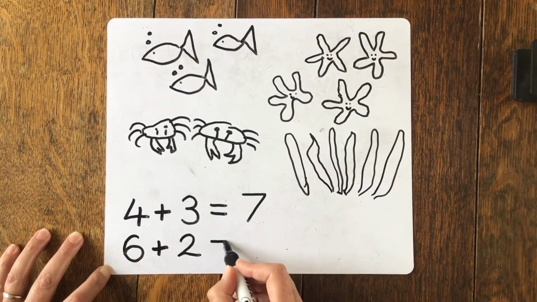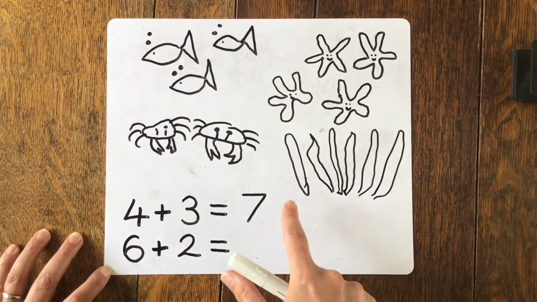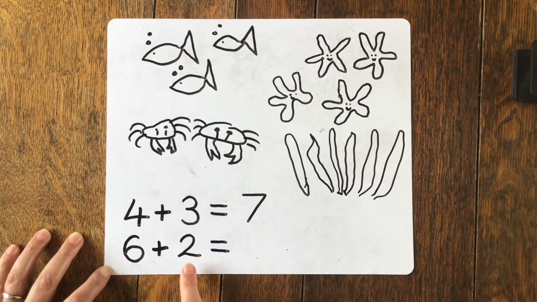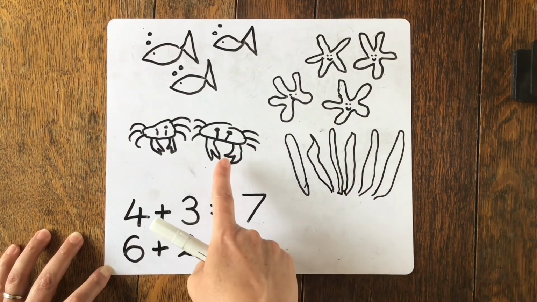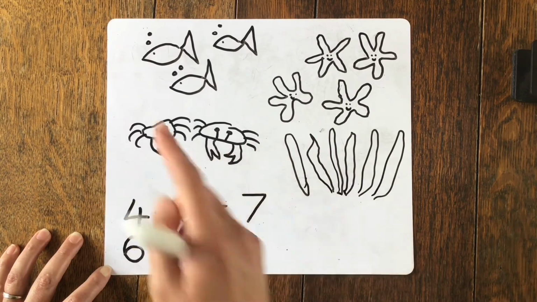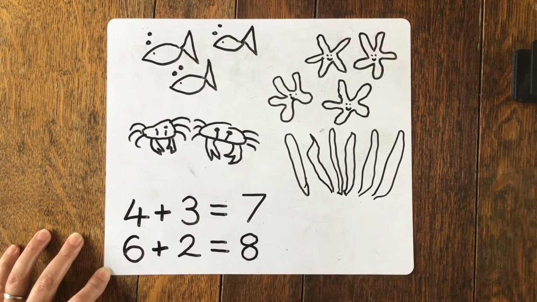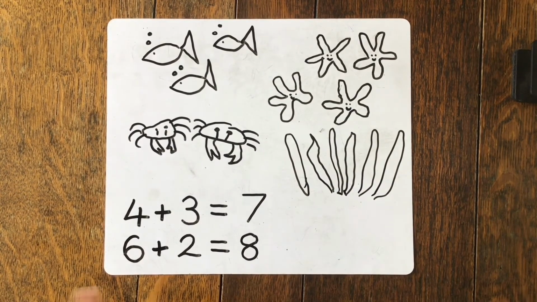Then I need an equal sign. How many then altogether? Seaweed plus crabs. 6 and 2. So I can put 6 in my head and then add on my 2. So 6 is in my head. 7, 8. There are 8 altogether. 6 pieces of seaweed plus 2 crabs gives me 8 altogether.